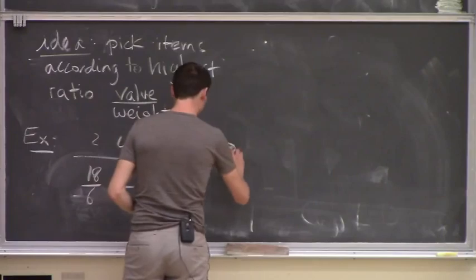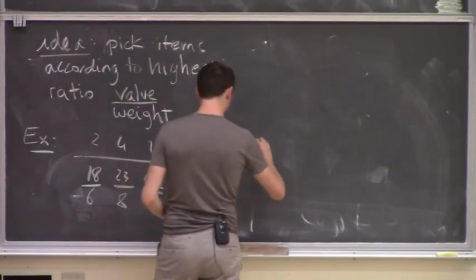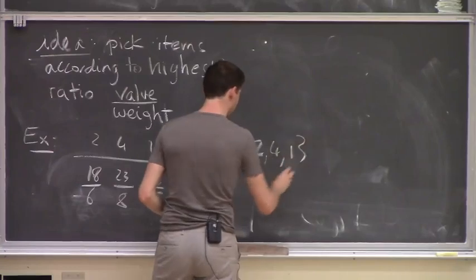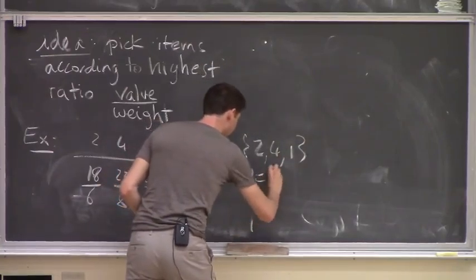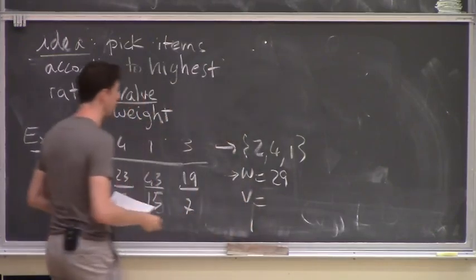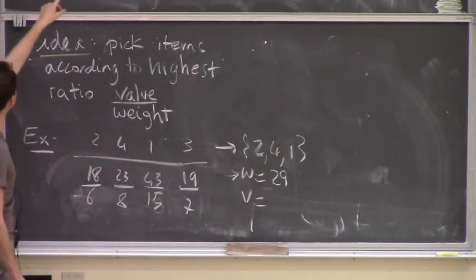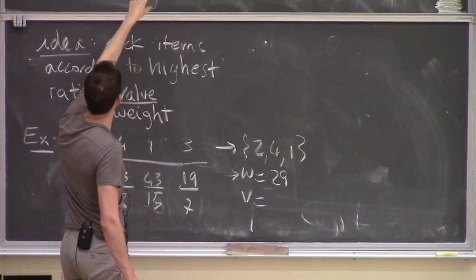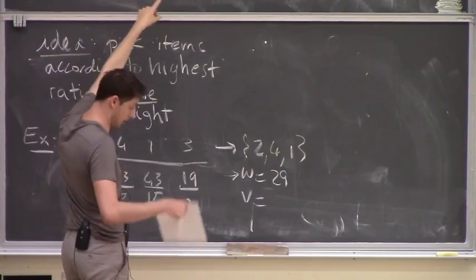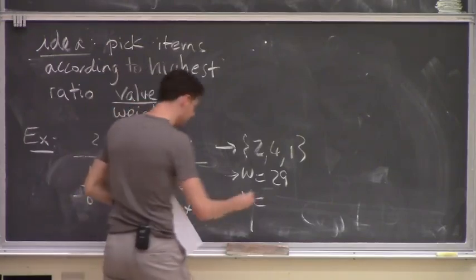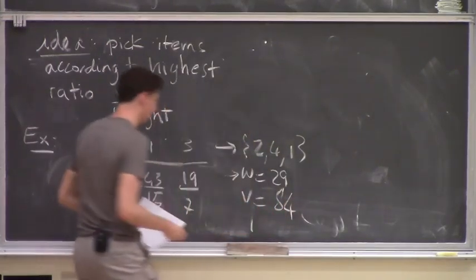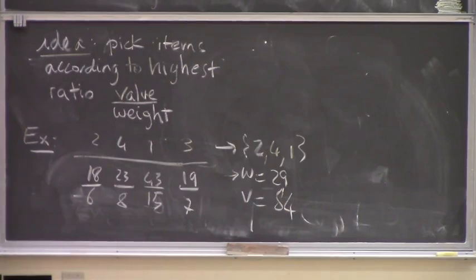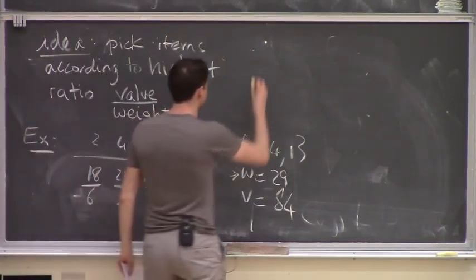So with this one, we're going to get the knapsack 2, 4, 1, which has a weight of 29, and the value is going to be the sum of the values of 2, 4, and 1, which is 18 plus 23 plus 43. So that's 66 plus 18, I hope the answer here is 84. Please do check the computations and keep me honest. So that is a knapsack. That's what this algorithm gives us.